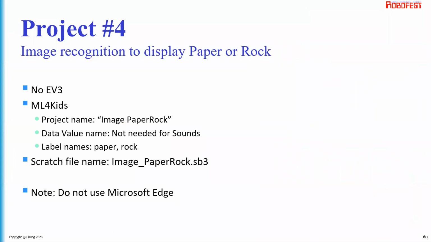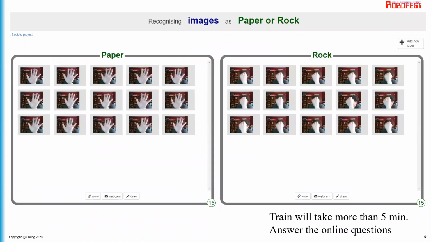Okay, now project number 4 is about image recognition. For this project, we don't need EV3, and what we'll be doing is using the webcam. I'll show my papers, also rocks. Okay. Also, I cannot train this because it will take more than 5 minutes.